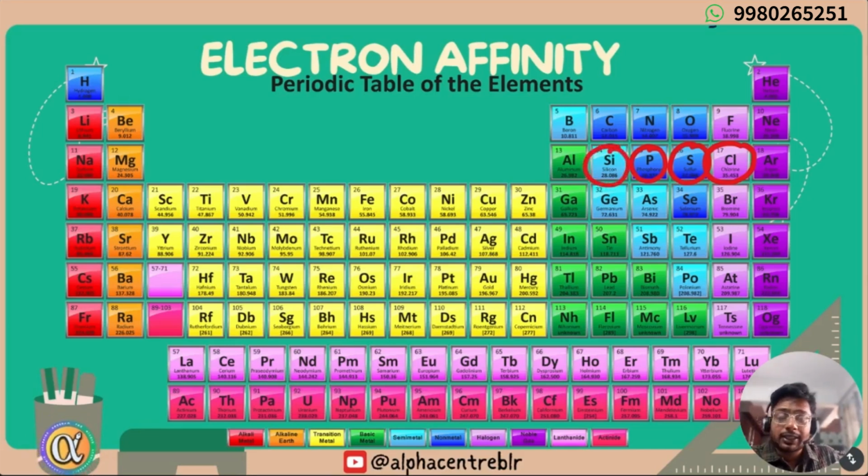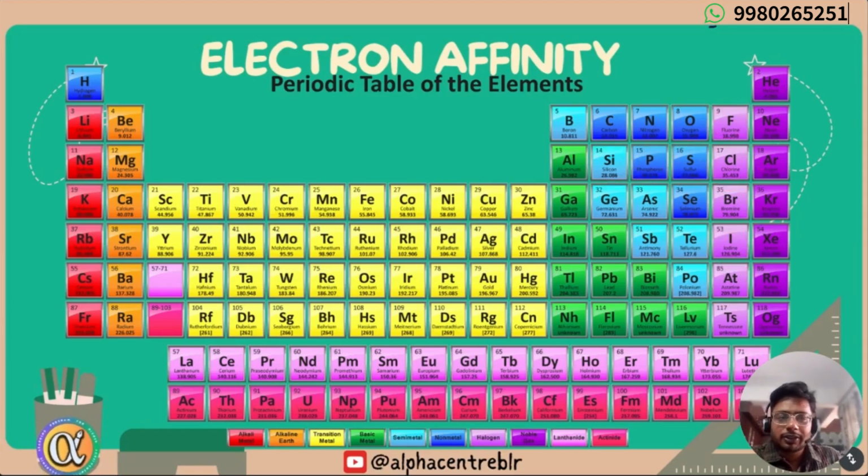But that is against our trend, right? The trend can be seen after period 3, meaning bromine has lesser than chlorine, iodine has lesser than bromine, astatine has lesser than iodine, while chlorine has more than fluorine. Is that clear?